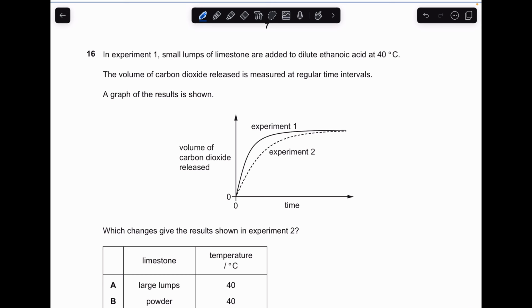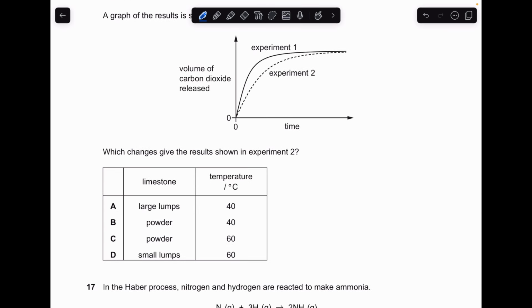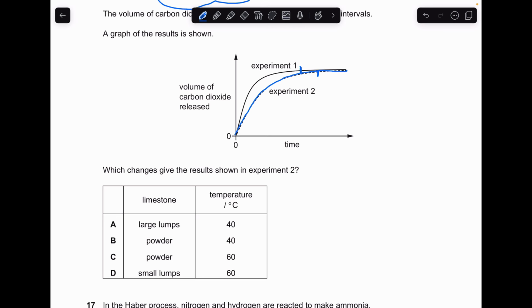Question number 16. In experiment 1, small lumps of limestone are added to dilute ethanoic acid at 40 degrees Celsius. The volume of carbon dioxide released is measured at regular time intervals. The graph is shown, and we have to find which changes will give us the experiment 2 results. If we look at the graph, we can see that it is showing a slower reaction because in experiment 1 the reaction finishes almost here, but experiment 2 it finishes here, so it's slower. And we are told the lumps are small lumps of limestone. For a reaction to be slower, the surface area has to be less, so it has to be large lumps, and the temperature can't be higher, otherwise the reaction will be faster. So it's same or lower, and the temperature must be the same, so it's A.